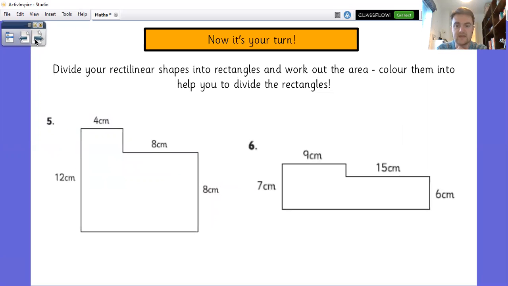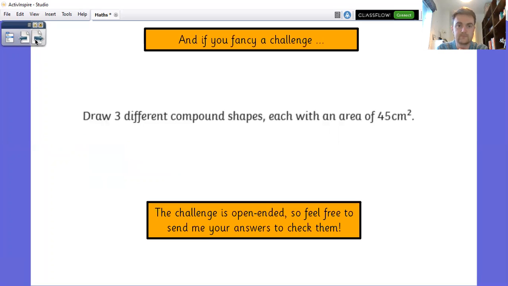Here's question 5 and 6. And then there's a challenge for you that's a bit open-ended. Now, on the next slide, I've got the answers. If you're not sure about any of these other questions, then feel free to look at the answers and try and work your way backwards.